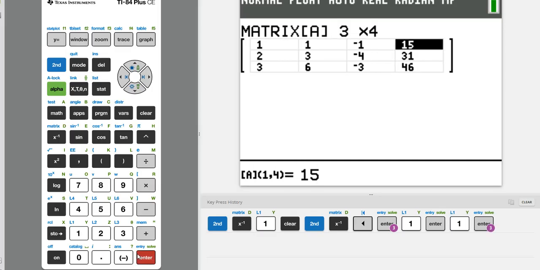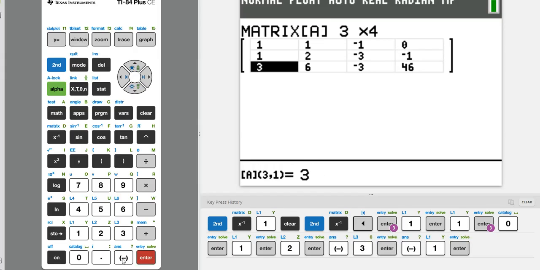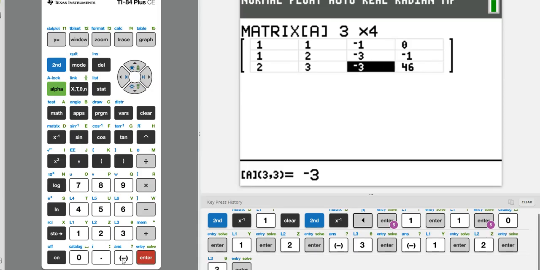1, 1, negative 1, 0, 1, 2, negative 3, negative 1, 2, 3, negative 4, and negative 1.